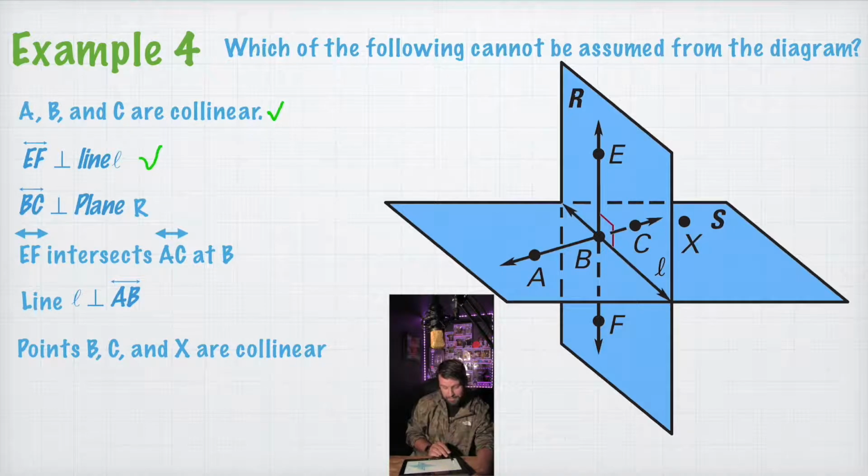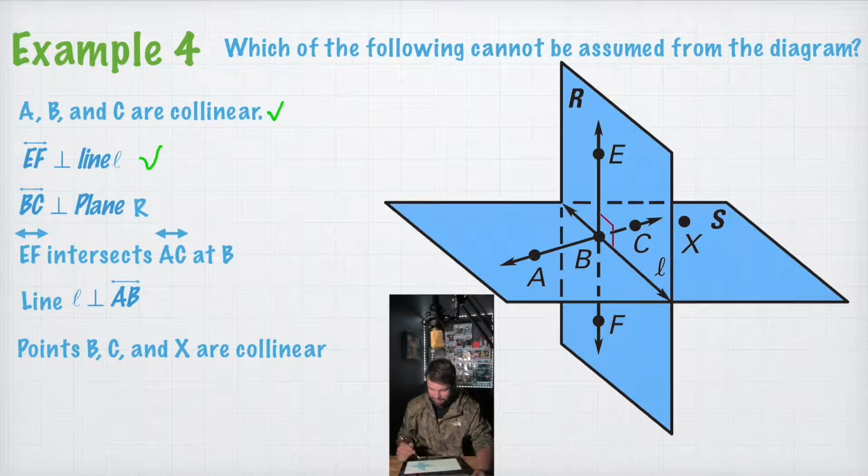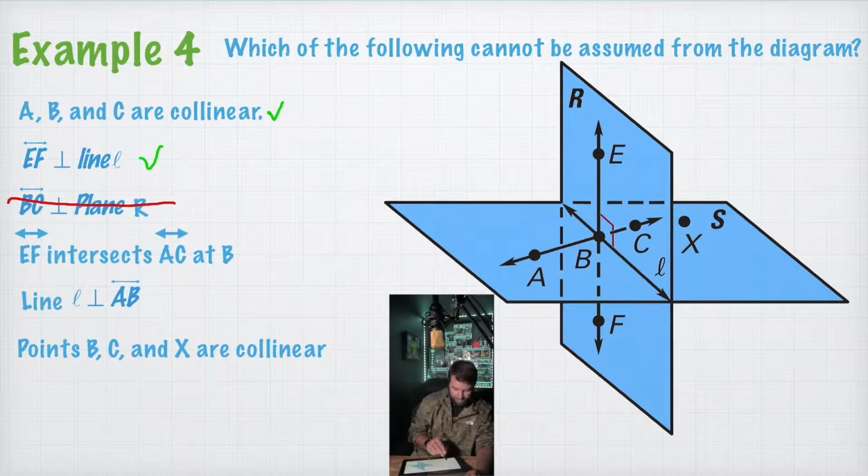Can we assume that BC is perpendicular to plane R? And we cannot. BC is not labeled perpendicular to either of the lines contained in plane R. We would have to have a right angle symbol here and here. And we don't have either of those, so we cannot say that BC is perpendicular to plane R. Can we say that EF intersects AC at point B? We can.